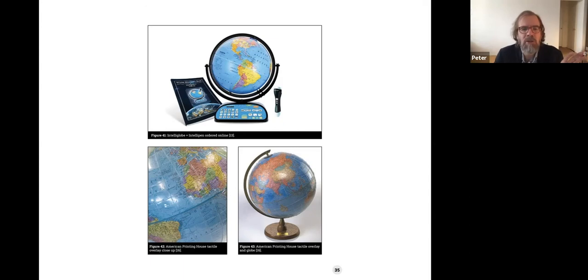Armstrong Printing House, tactile overlay. So this was an existing product, but with no labels, okay? So he had the iconicity through this globe overlay, and he had the symbolic properties, symbolicity, through the toy, the IntelliGlobe.